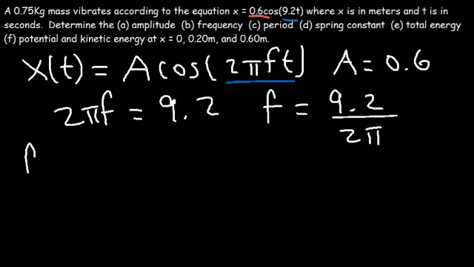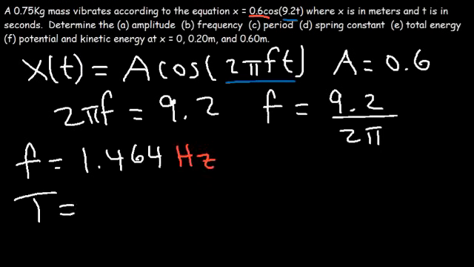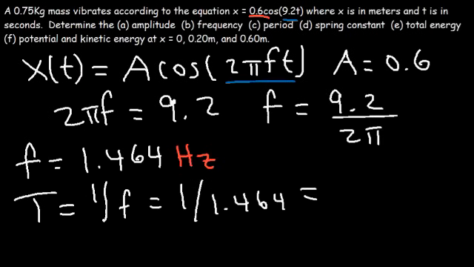So the frequency is about 1.464 hertz. Now that we have the frequency, we could find the period, which is 1 divided by the frequency, or 1 divided by 1.464, which is about 0.683 seconds.